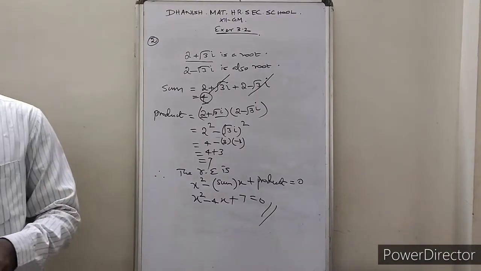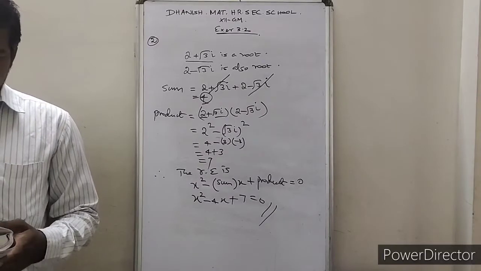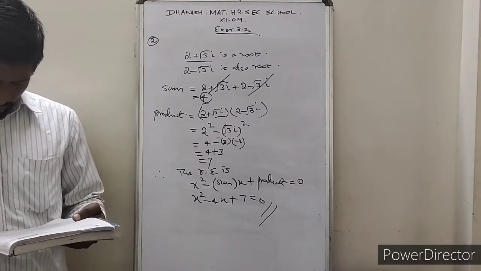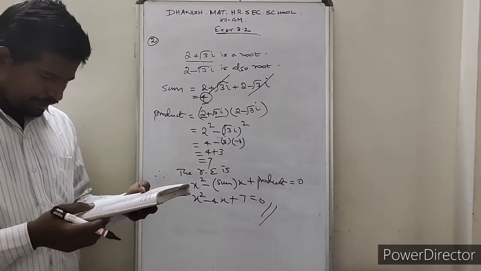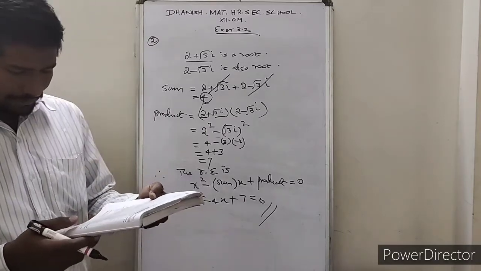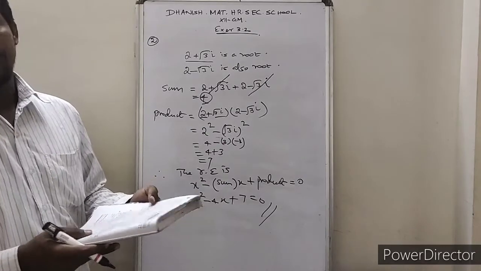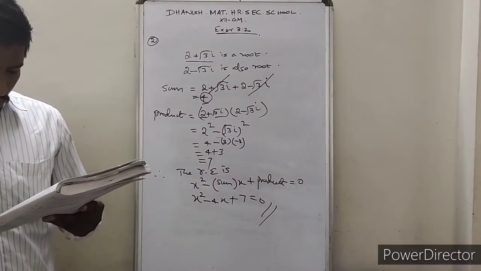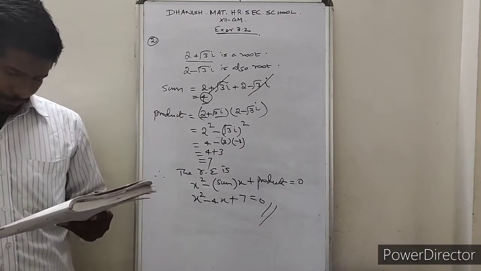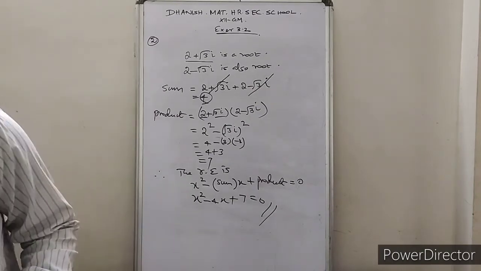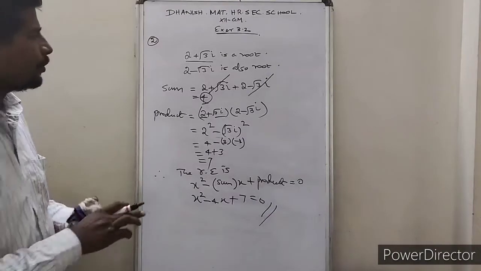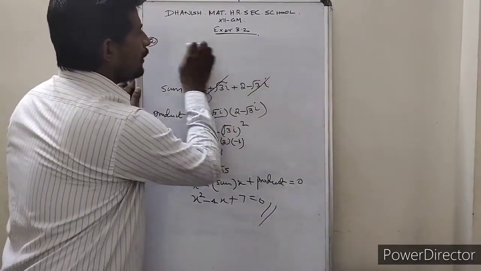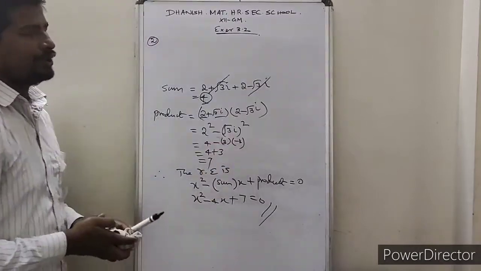Now look at the third one. Find a polynomial equation of minimum degree with rational coefficients having 2i plus 3 as a root. Here also we are going to do the same thing. Here we are having 2i plus 3 as a root. Here also we are going to find a quadratic equation of minimum degree with rational coefficients.